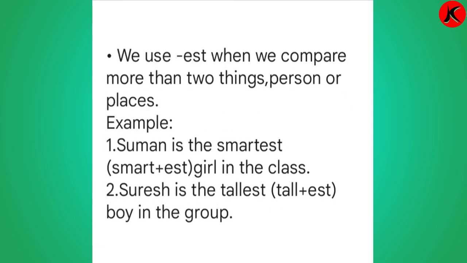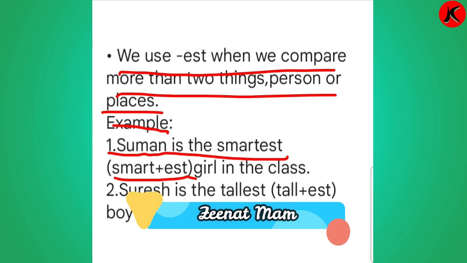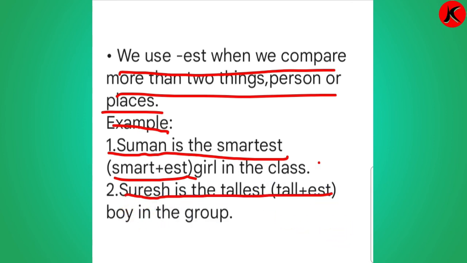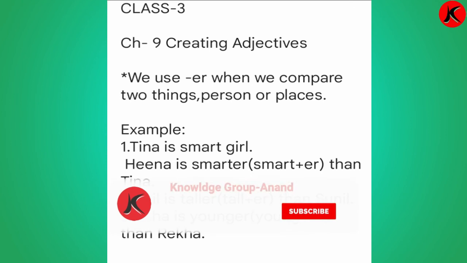We use est when we compare more than two things, persons or places. Example, Suman is the smartest. Smart plus est, so it becomes the smartest girl in the class. Suresh is the tallest boy in the group. So dear children, I hope you have understood this exercise.